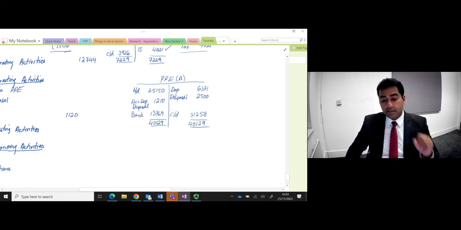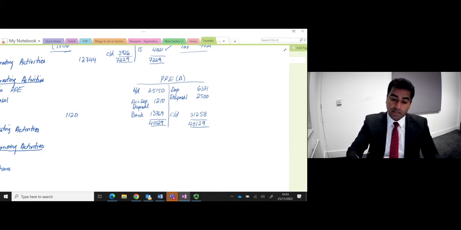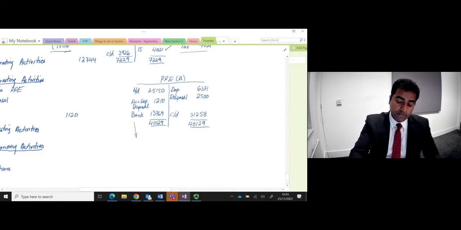which means 13769 is the amount, which is I guess 13 million, has been paid to buy the property, plant and equipment. And if you want to know the double entry of this, that is property, plant and equipment is debit 13769 and bank is credit 13769.